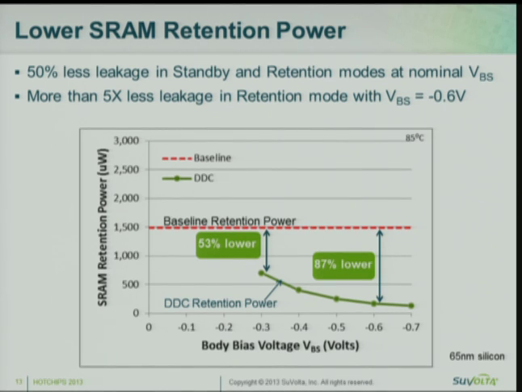This, by the way, while we have an improved retention voltage for DDC, retention tends to be limited by defects, and so in that case, we use the same retention voltage for the baseline and the DDC part, and we still achieved a 50% reduction in leakage power. Now, if we use more body bias, we can actually get up to more than a 5x reduction in leakage power while still holding state.